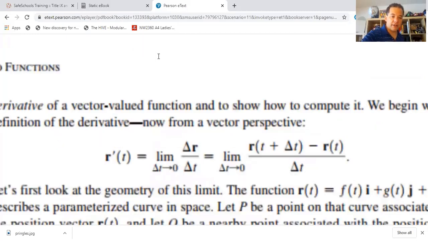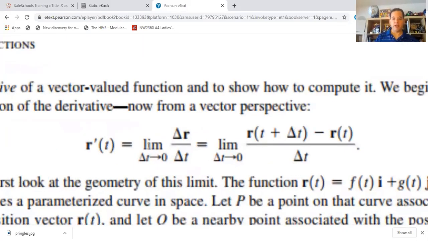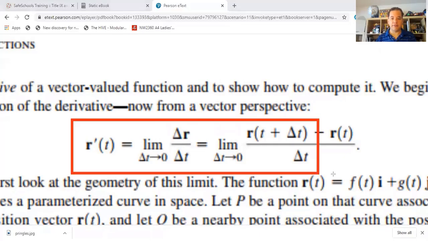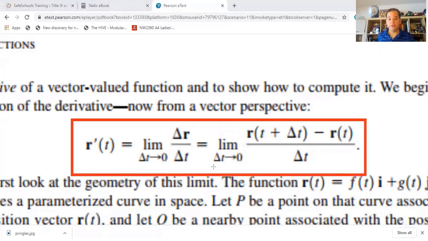So what is the general idea for the derivative? And here it is. You have it right there. The general idea is to look at this definition. If we want to know what is the derivative at time t, what we look for is a little increment in time, delta t. We add a little bit delta t to t, and we see what kind of vector we have. And then we subtract the vector r of t. So we do the difference of the two vectors. And then we divide by that delta t.